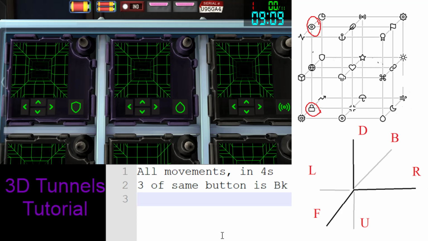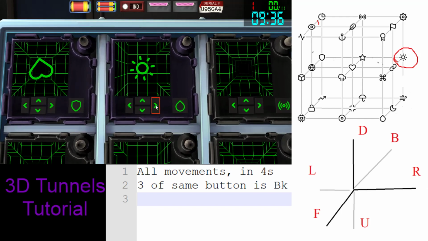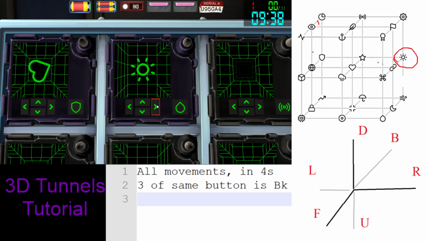Now, we notice 3 of the same movement leads you to back. So let's say I wanted to go to sun. Sun is right and back. Well, I know to go right, I hit right once. I know to get back, I need to do some cycling of the same thing. So 2 rights should take me to sun. I think I double click there. 1, 2. There's my sun.